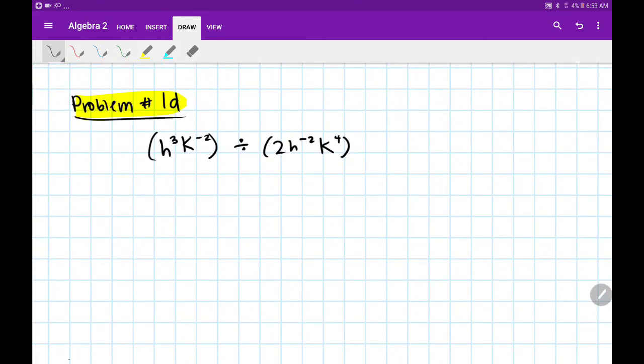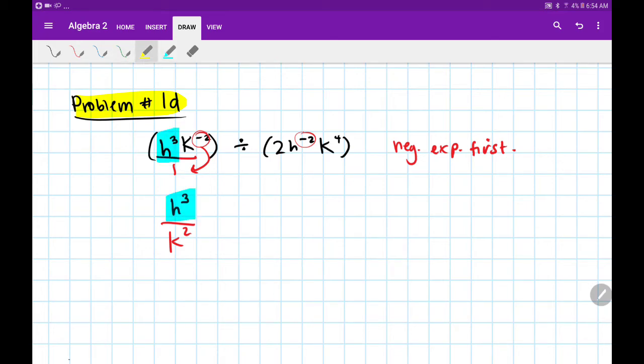Okay, problem 1D from your homework. Well, if we're dealing with negative exponents, the very first thing we should do is get rid of them first, right? So negative exponents first. So we have to rewrite this. H to the 3rd times k to the negative 2 is really, I'm going to have to move this k squared to the bottom. So check it out. My positive exponent just stayed where it was. H cubed stayed on top. But k to the negative 2 had to move to the bottom and become a regular exponent.